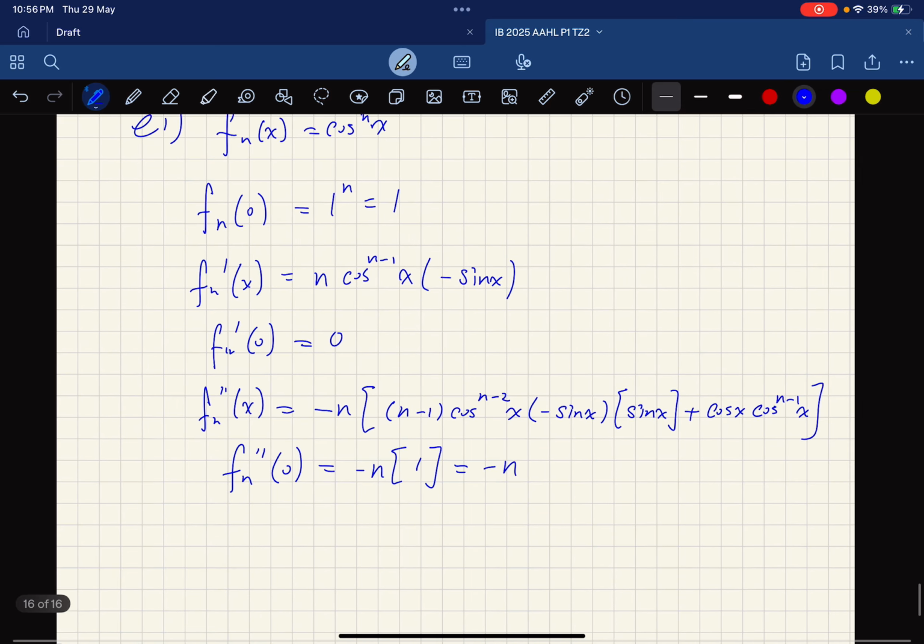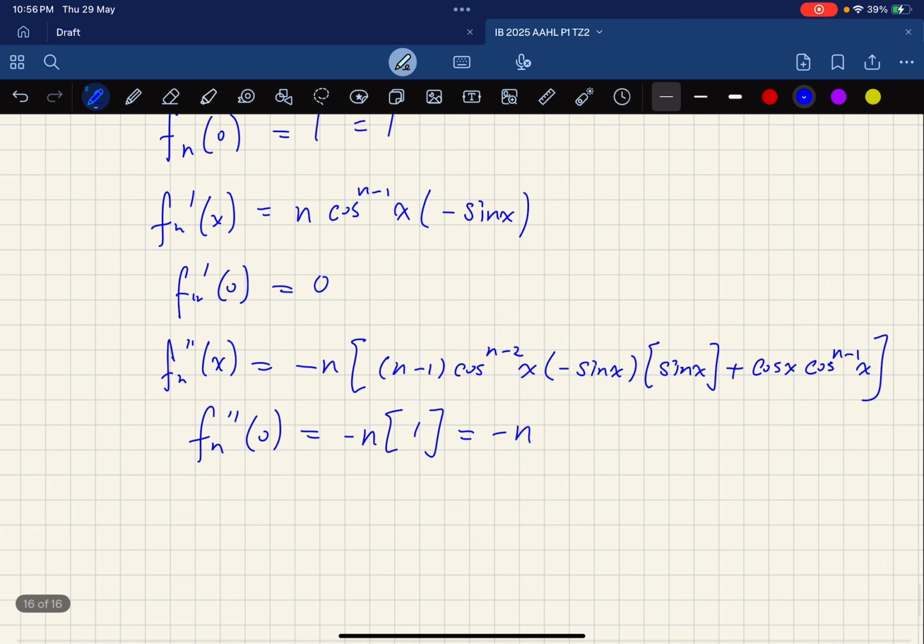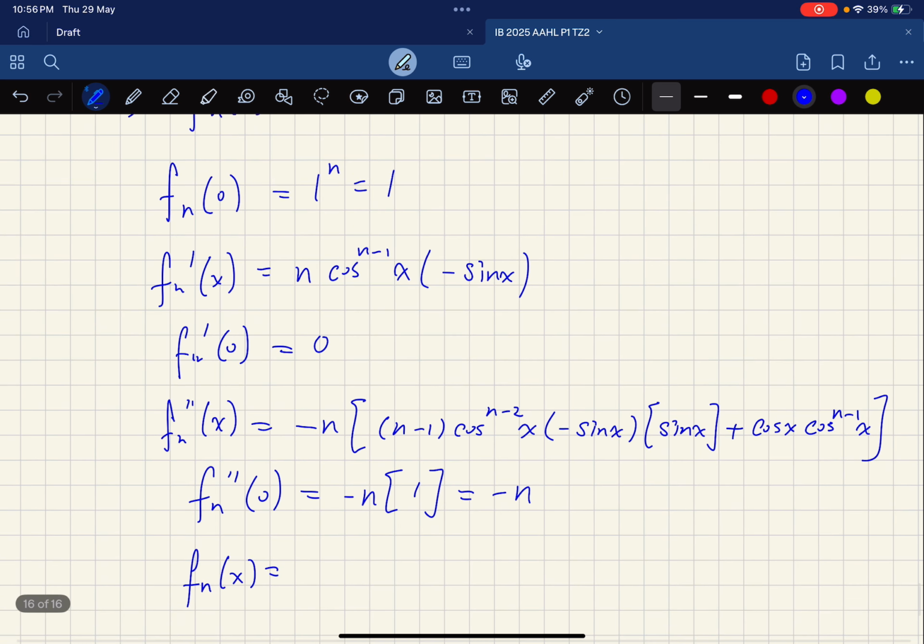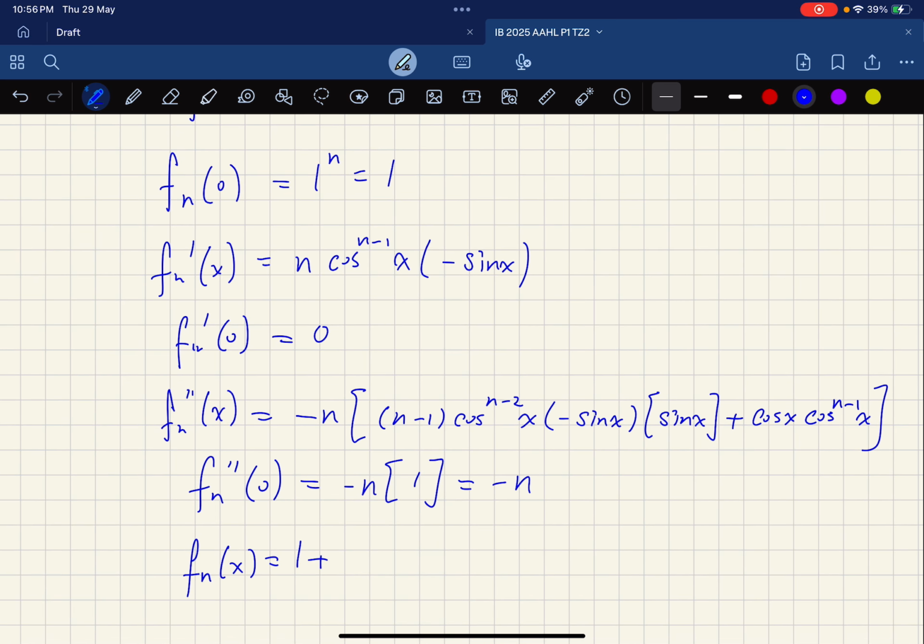Okay, and I think that's basically it. So at the end, it will be 1 plus 0, right? And then minus n x squared over 2.